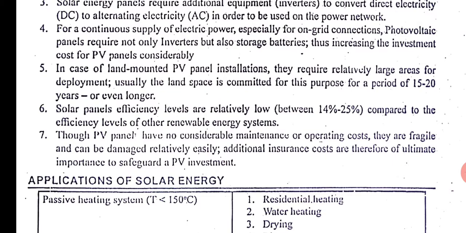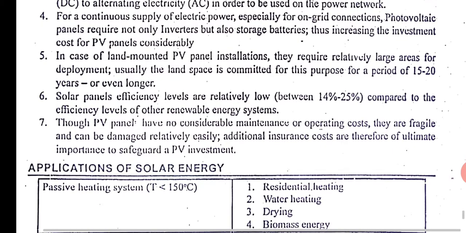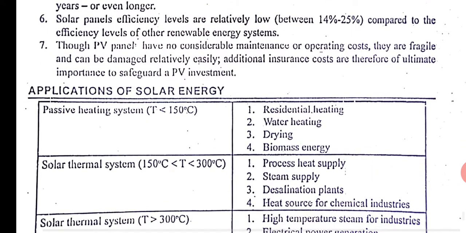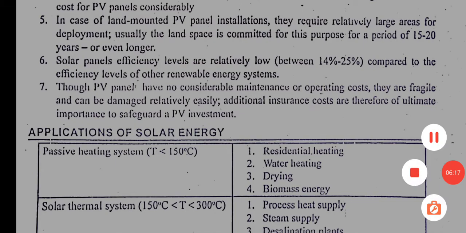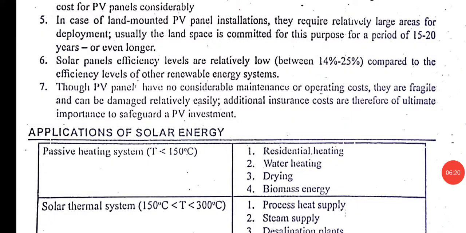And when you mount it on the land, it requires a lot of space. The life is good, around 15 to 20 years. But the efficiency of the solar panels is low, hardly 15 to 20%. And they can be damaged. Basically, they are very fragile. They are made of very thin films, and they are very fragile, like glass, so they have to be handled with care. So this was about the advantages and disadvantages of solar photovoltaic films.